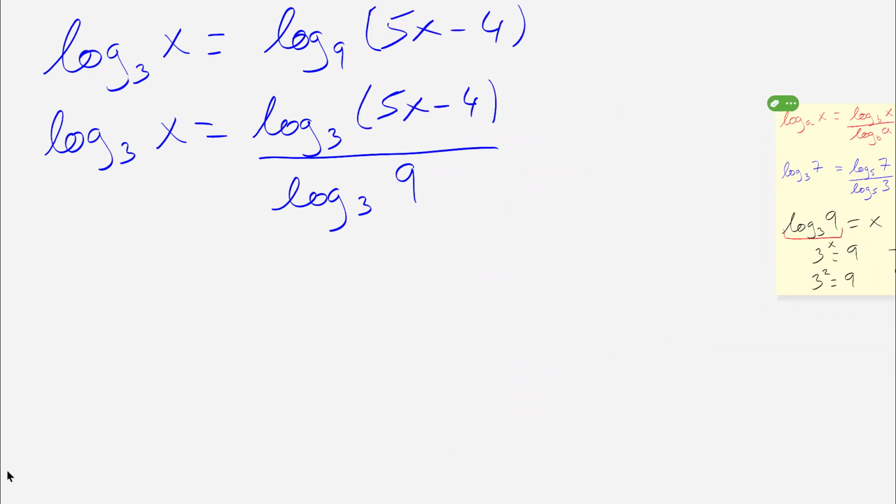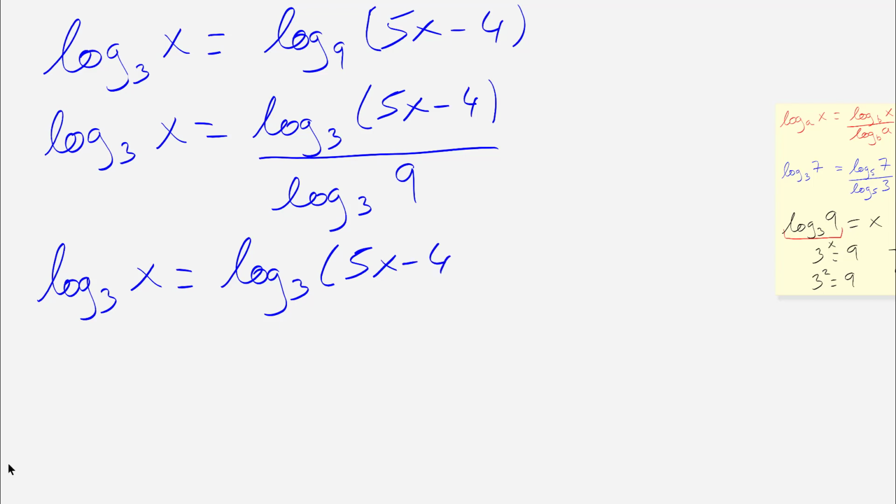So rewriting this equation then: log to the base 3 of x equals log to the base 3 of 5x minus 4, over 2. Now once you're here, you just react to whatever you have in front of you. So the base has been changed.